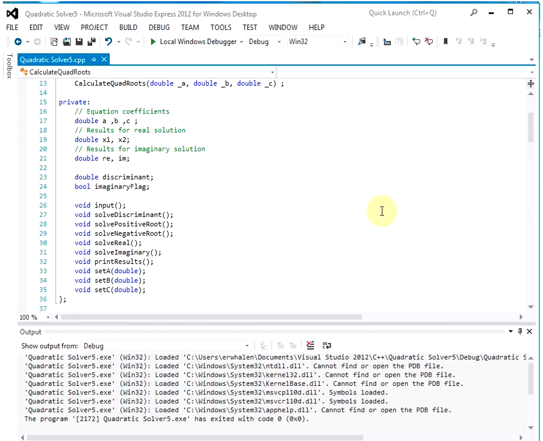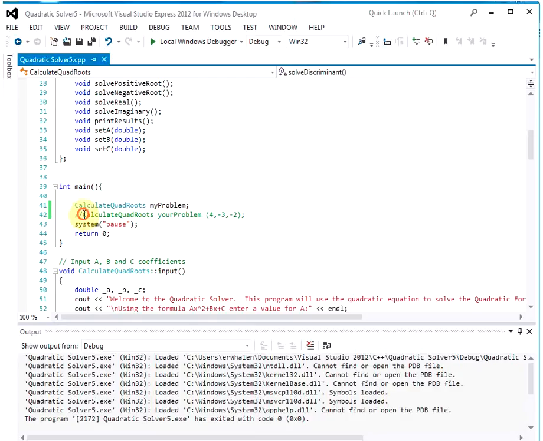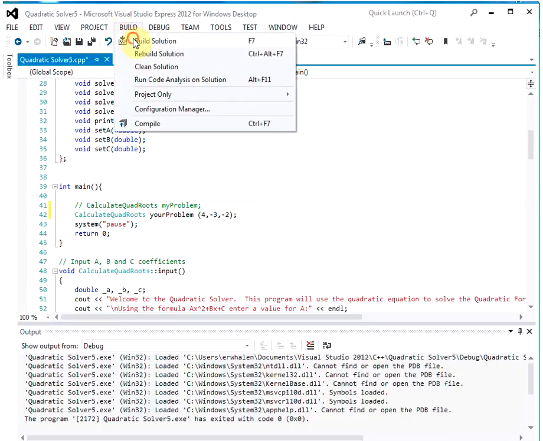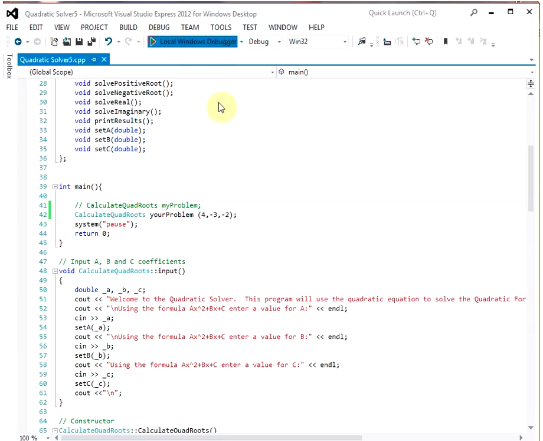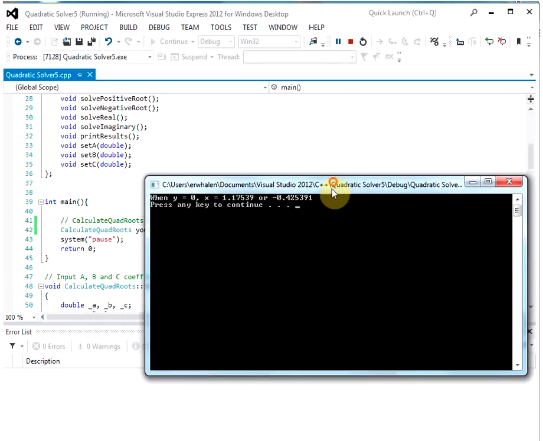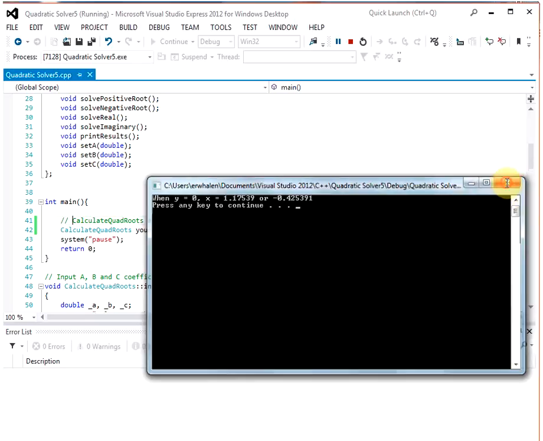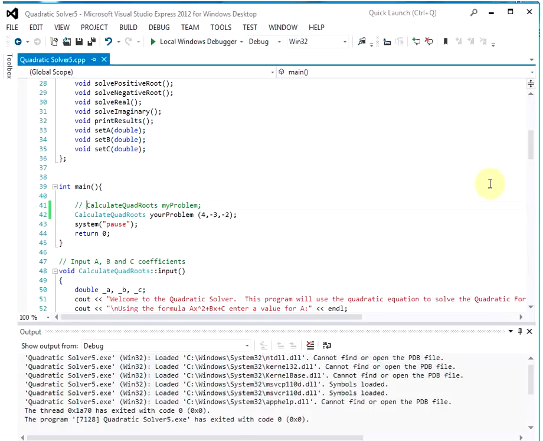All right. So now when I run it again, let me just change this. I'll take out these comments. I'll use the other constructor. You can choose whichever you like. And the other constructor, I pass the parameters in. Right. Do another build. And here with the parameters passed in, when y is 0, that's at the intercept point. There are the solutions. So that's how it works. It's pretty straightforward.